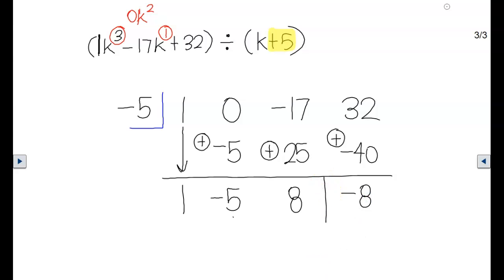So I know these three are my coefficients, 1, negative 5, and 8, and my remainder is that negative 8 out on the end. Now, what are these the coefficients for? Well, this thing started off with k to the third power. So this is going to reduce by 1. So instead of 1k to the third, I'm going to start off with 1k squared. That first exponent in your answer should always be 1 less than it was in the problem. Then it's going to be minus 5k plus 8. And then with my remainder of negative 8, I do minus 8 over k plus 5.